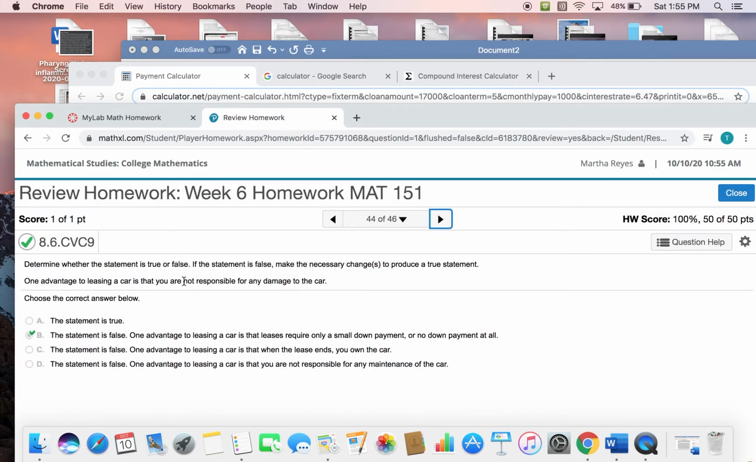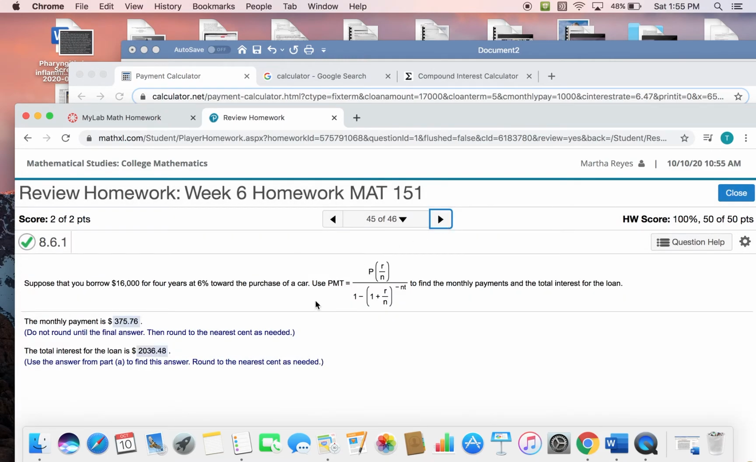Okay. One advantage to leasing cars is that you're not responsible. That's not true. You still have to pay for maintenance. You still have to pay for damage to the car. You don't own the car. So the one advantage is that there's only a small down payment or no down payment at all.